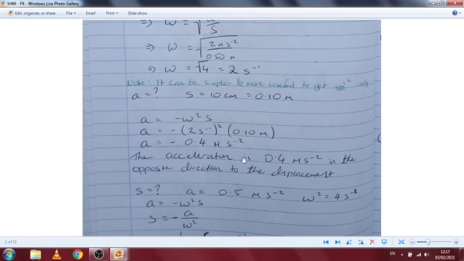So what that means is the acceleration is 0.4 meters per second squared, and it's in the opposite direction to the displacement. So if the displacement is this way, acceleration is the other way. If the displacement is up, acceleration is down, and so on.